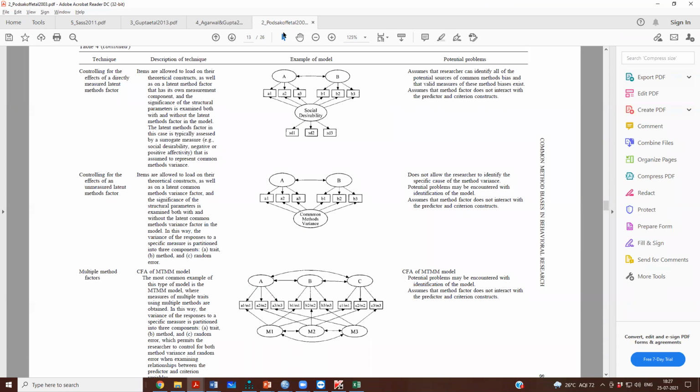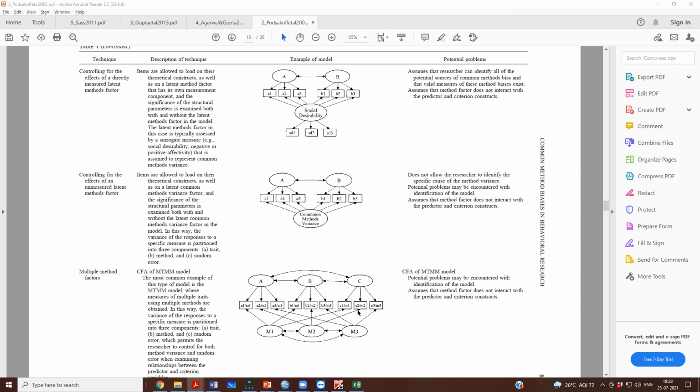Sir, so both should be performed, both procedural as well as statistical? Yes. While you are collecting data, you should do the procedural ones. But once you have the data, what you should do is this. This is called the statistical remedy. What you were mentioning, ensuring anonymity, explaining the need for the study, etc., is called the procedural remedy for common method bias. Okay, sir.